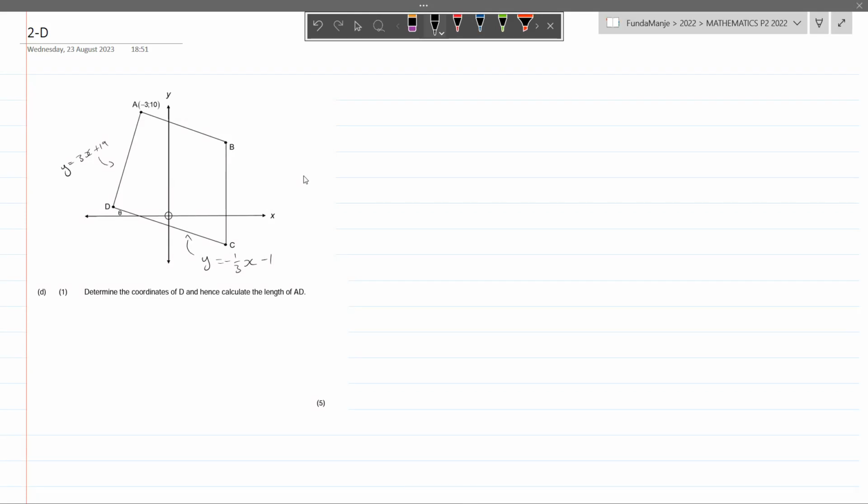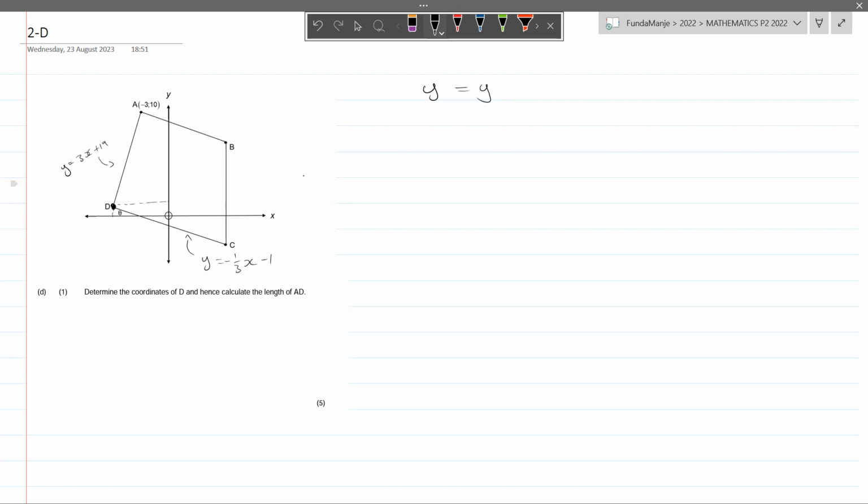Question 2D says, determine the coordinates of D and hence calculate the length of AD. So in order to determine the coordinates of D, we have to understand that at the point D, we have two lines that are meeting. So this is a point of intersection. And at this point, both of these lines share the same coordinates.